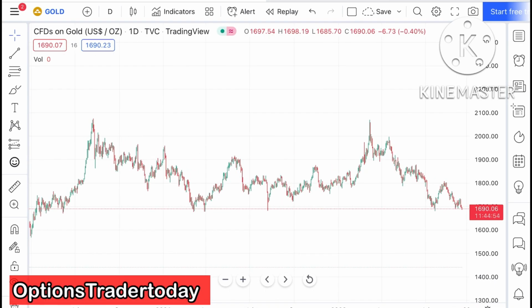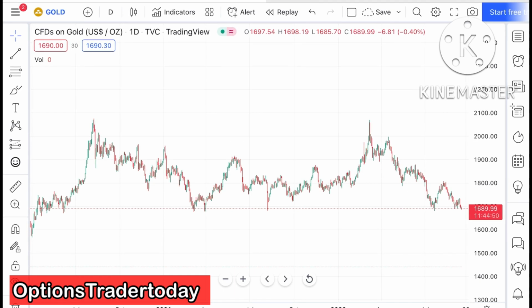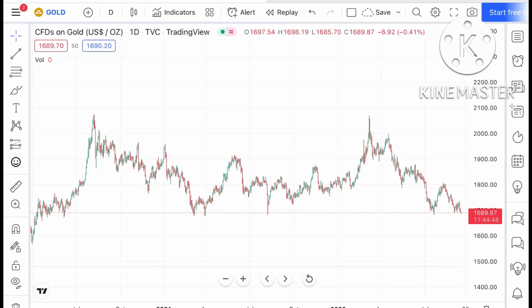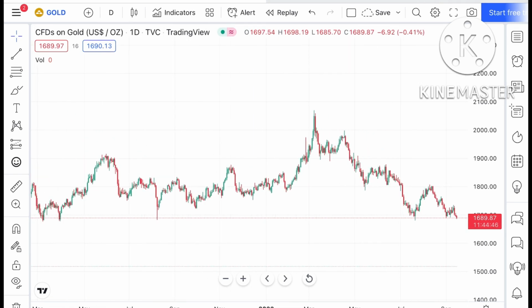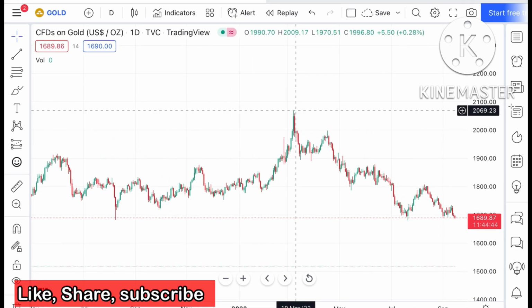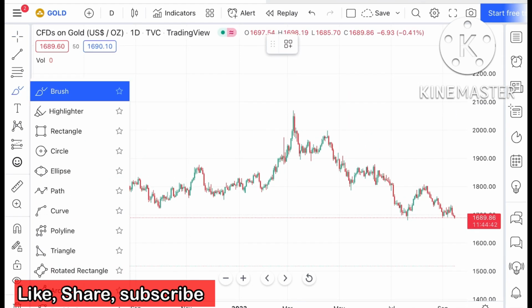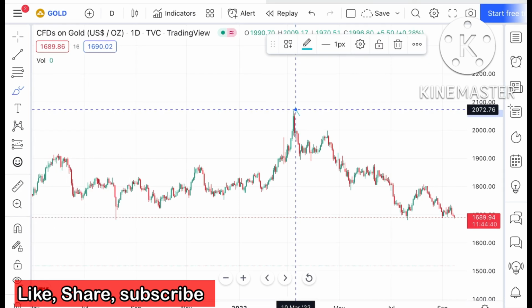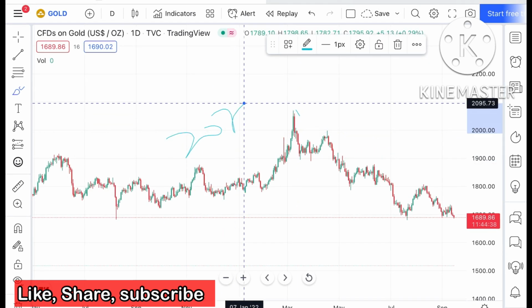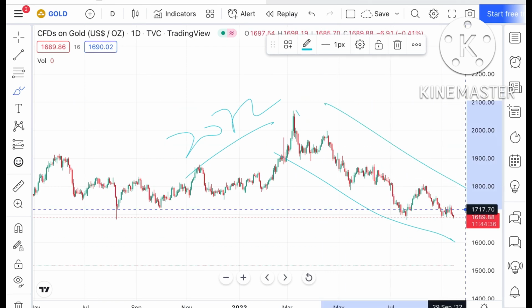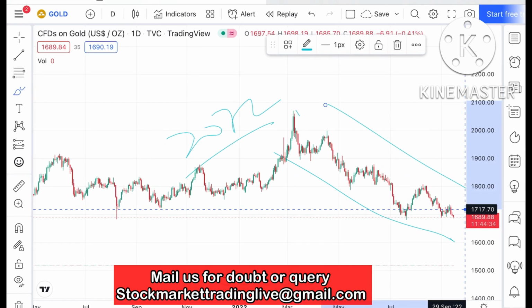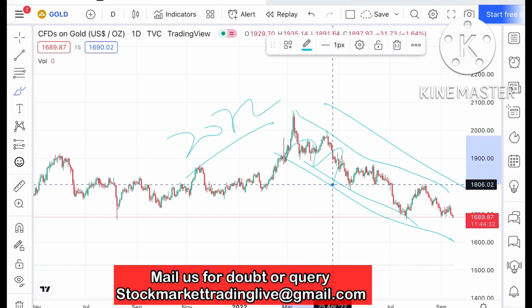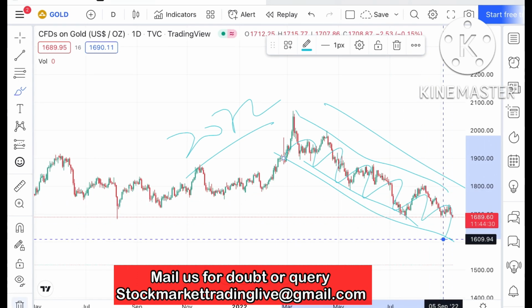So today in this video I'll explain how the price of gold has moved in the last week and how it can move in the next week. If you look at the chart of gold, there is a continuous downfall, and this downfall has come after making a high of $2072. After that we have seen a continuous downfall, and it is moving in descending order but in a particular range.